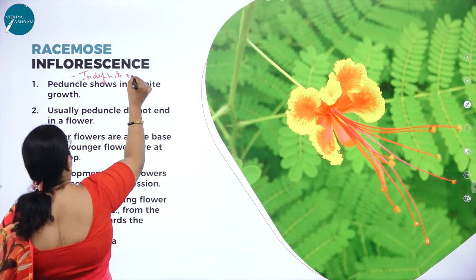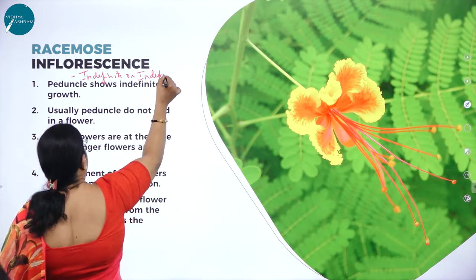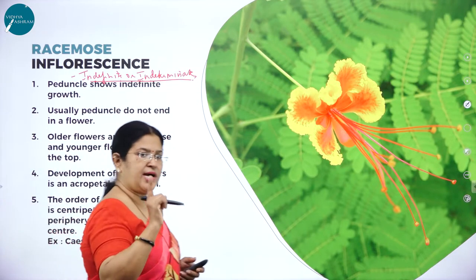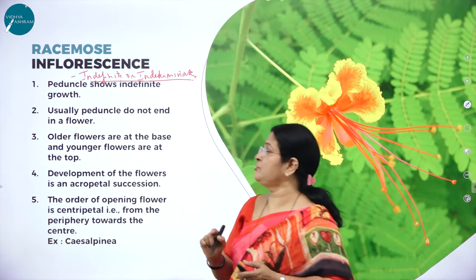Indefinite or indeterminate. What do you call the stalk of an inflorescence? Peduncle. You have to remember this.